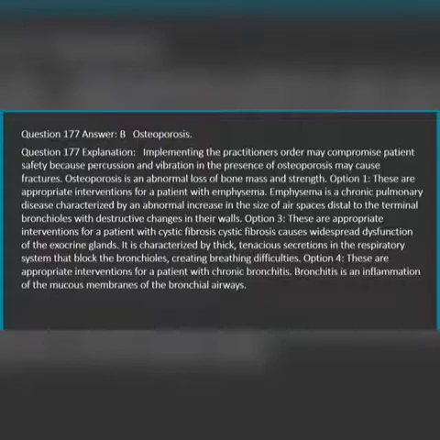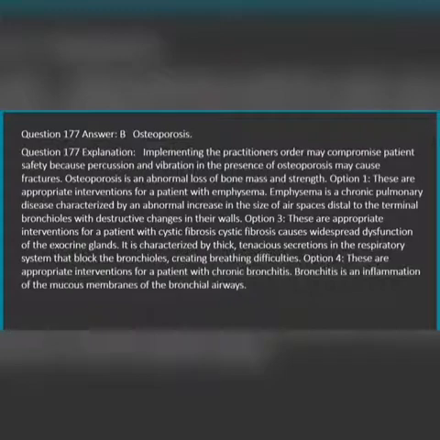Question 177. Explanation: implementing the practitioner's order may compromise the patient's safety because percussion and vibration in the presence of osteoporosis may cause fractures. Osteoporosis is an abnormal loss of bone mass and strength. Option 1. These are appropriate interventions for a patient with emphysema. Emphysema is a chronic pulmonary disease characterized by an abnormal increase in the size of air spaces distal to the terminal bronchioles with destructive changes in their walls.